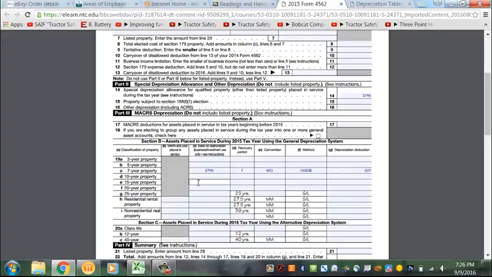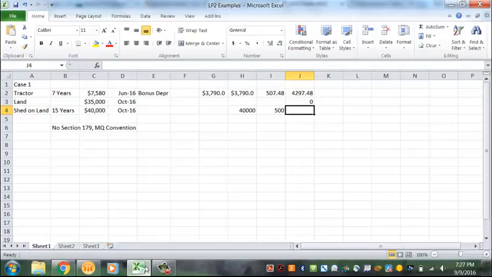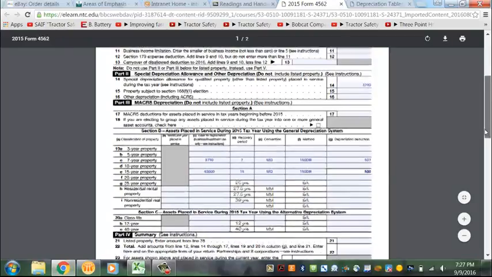So the shed is a 15-year property. The basis for depreciation is $40,000. We know that the recovery period is 15 years. The convention again is mid-quarter. The method is 150 DB, 150 declining balance. And our depreciation deduction, if we go back to our Excel spreadsheet that we calculated, is $500. So we put 500 there, and we have that total there.